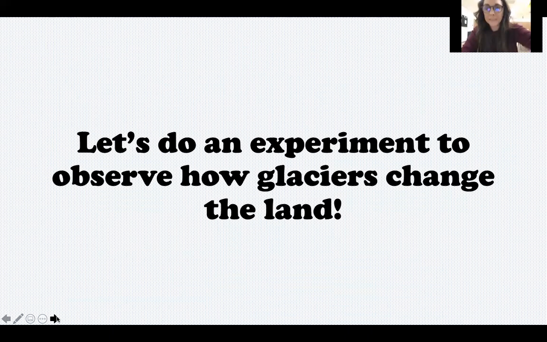Okay, so today we're going to do an experiment to observe how glaciers changed the land. Hopefully you will be able to see this. I'll do my best. Right here, this green painter's tray is called a stream table, and we scientists use it to model weathering, erosion, and deposition and landforms and things like that. And it is filled with soil, which is going to be our land, our sediment. And I have made a little model of a glacier.